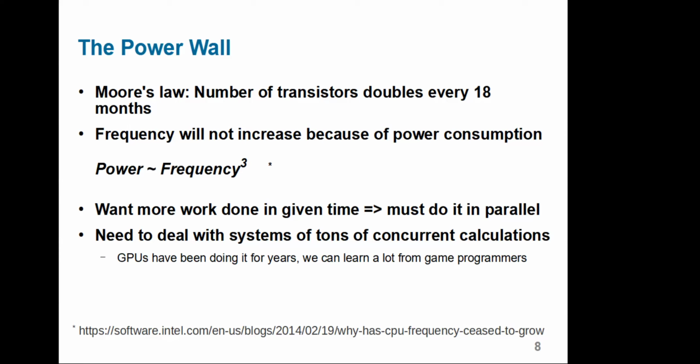So in order to go through this around 4 gigahertz wall, if we wanted to do more work in a given time, we have to do it in parallel. We need to deal with systems that do a lot of concurrent calculations, because we need to break that wall by several orders of magnitude.